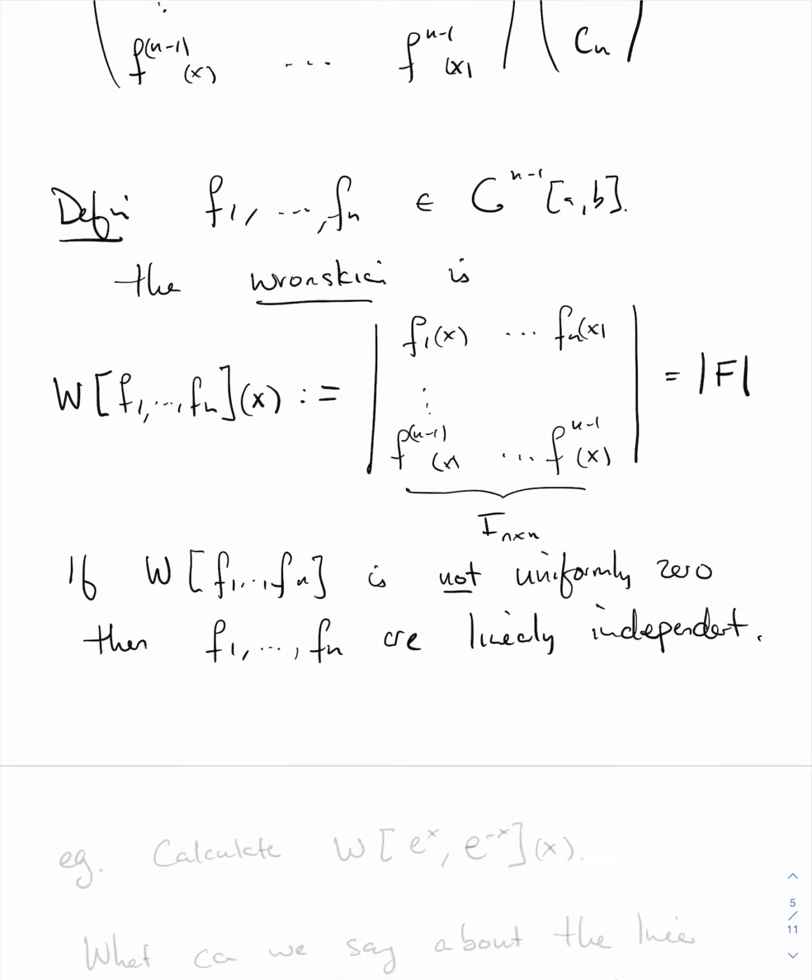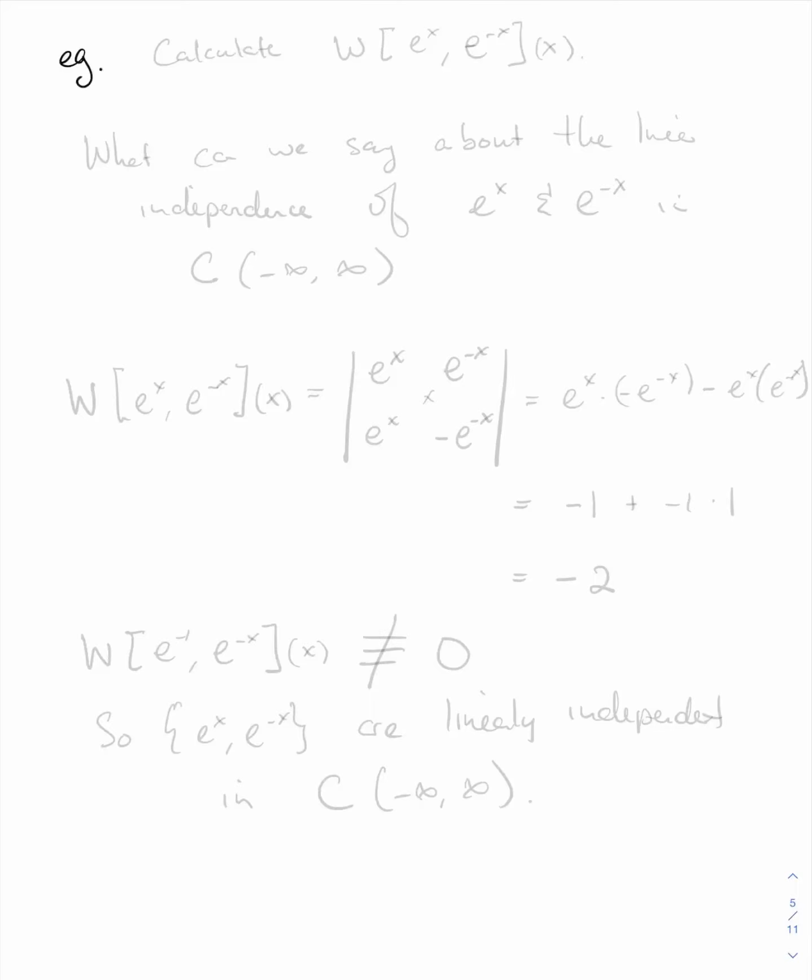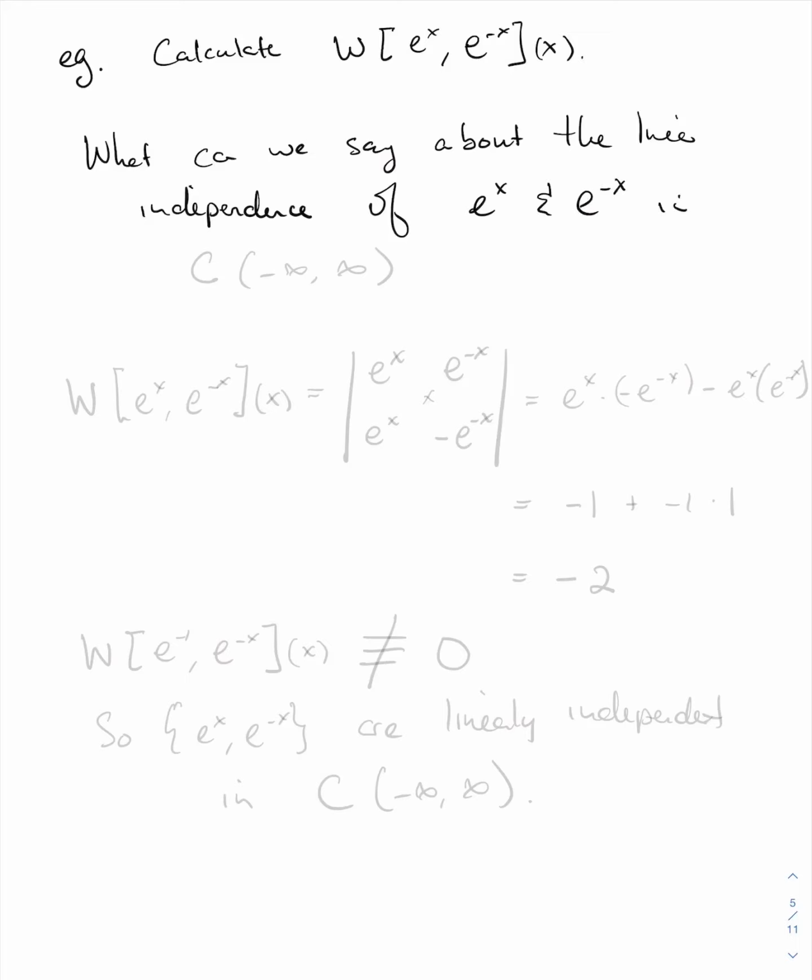Let's do some examples. Example. Calculate the Wronskian of these two. Given whatever this Wronskian is, what can we say about the linear independence of e^x and e to the minus x in the vector space of real-valued functions that are continuous on the whole real line?